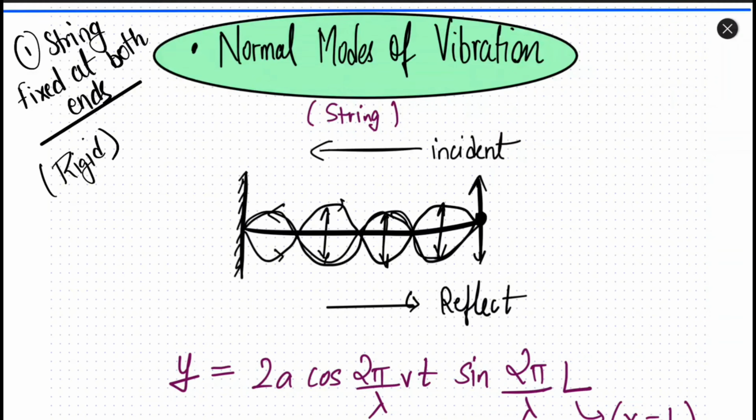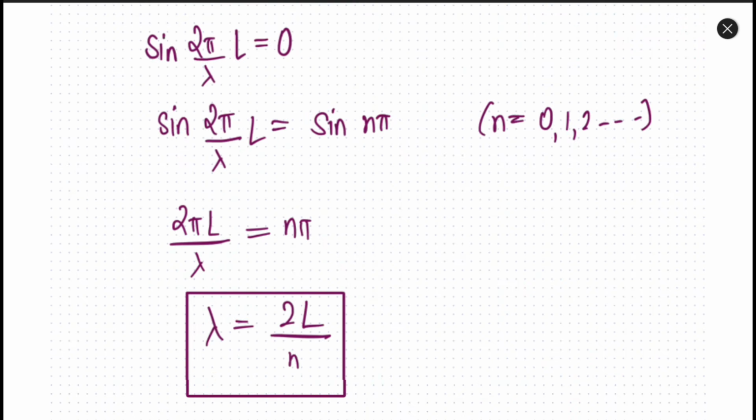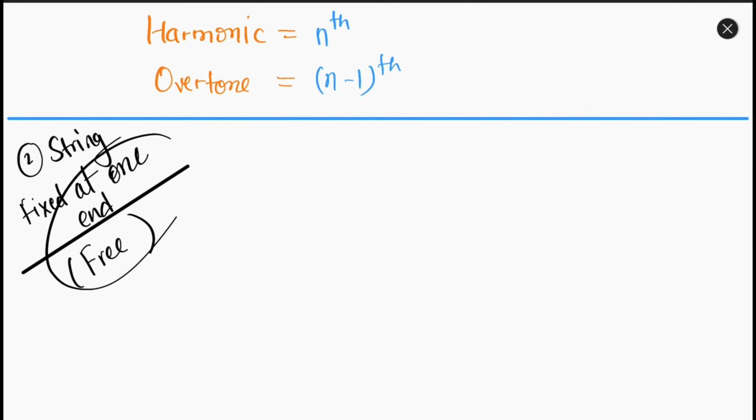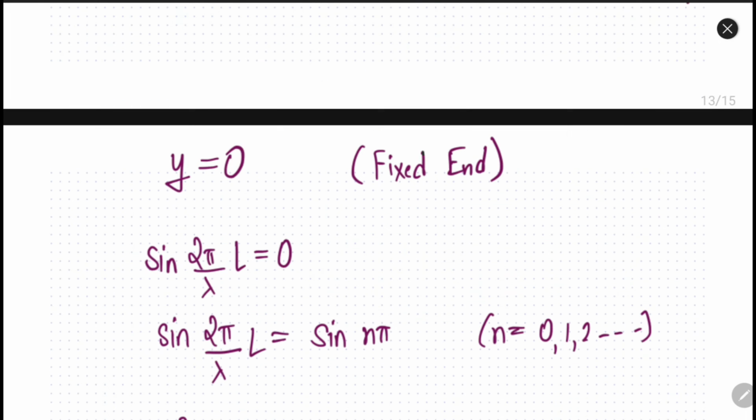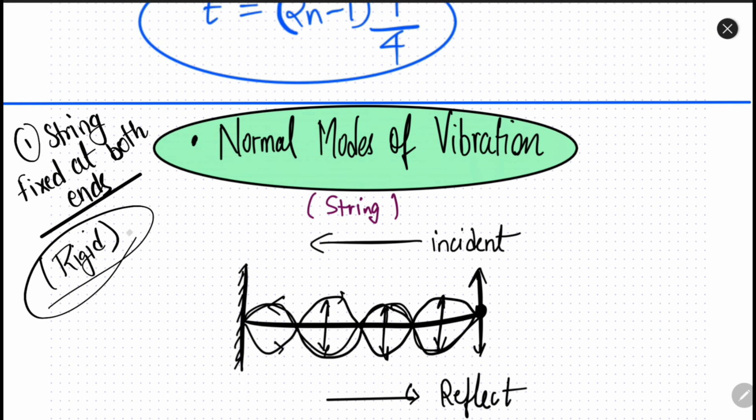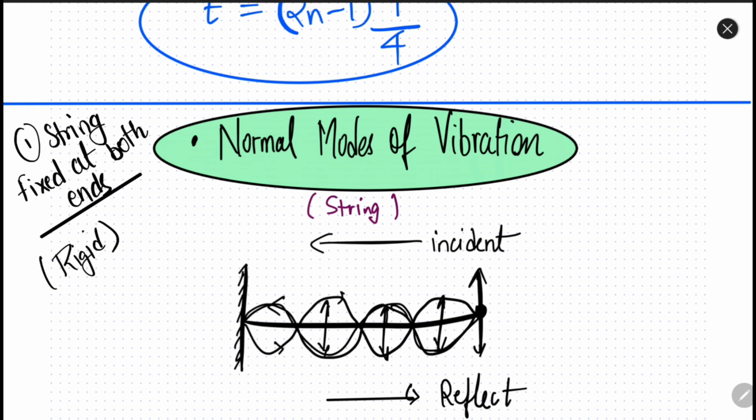So as discussed in the previous lectures, both the ends can be fixed, or one of the ends can be free and one of the ends can be rigid. In that case we say that it is free, and when both the ends are fixed we say that it is rigid. Okay, so now let's discuss normal modes of vibration.